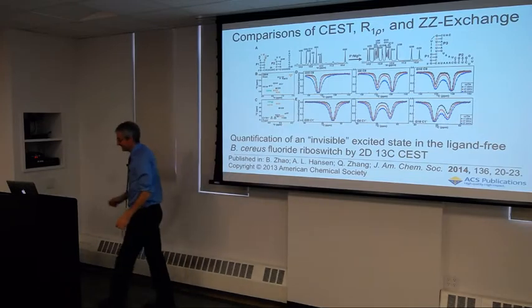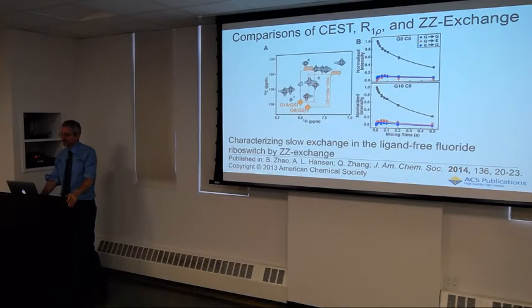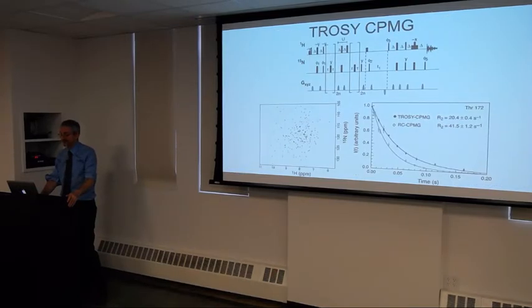And then I think the next slide shows the R1ρ data on the same system. And then for a couple of peaks he was able to do ZZ exchange on the same system. So you can compare the three different methods, at least in that system. So I recommend that paper to you. That's certainly at this point the most comprehensive comparison.